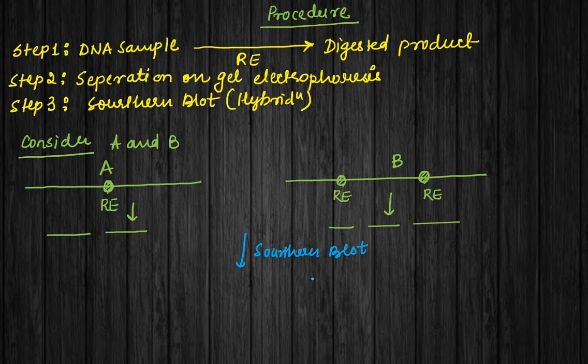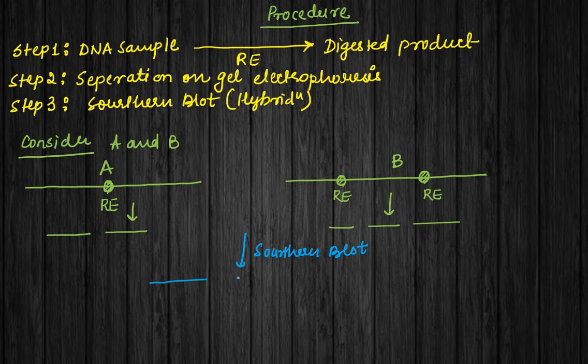Then firstly we have to design a probe, and then we have to apply the probe to that particular membrane, and then we have to perform the autoradiography technique. And after that we are going to get bands that will be specific according to their polymorphism, that means the variation in the size.